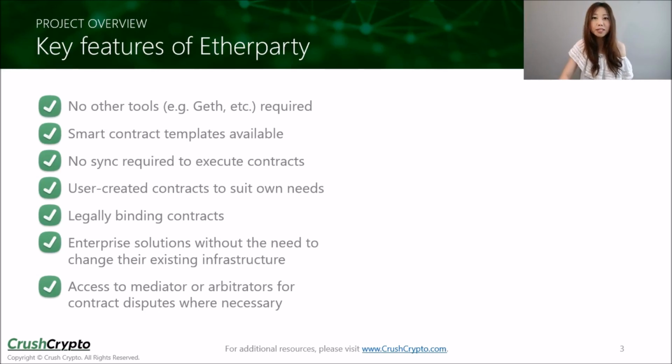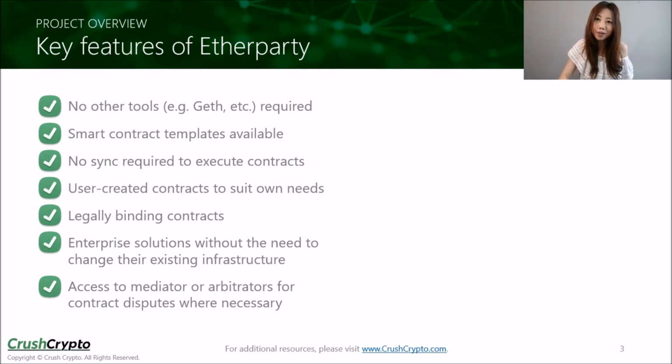Key features include ease of use. Users don't need to have technical knowledge, and they don't need to install programs like Geth, Meteor, or Mist in order to run smart contracts. As I mentioned earlier, Etherparty has various smart contract templates that are ready for use and deployment. Users can easily access simple legal agreements and add terms such as conditionality. The contract will be legally binding under the law placed in the contract.